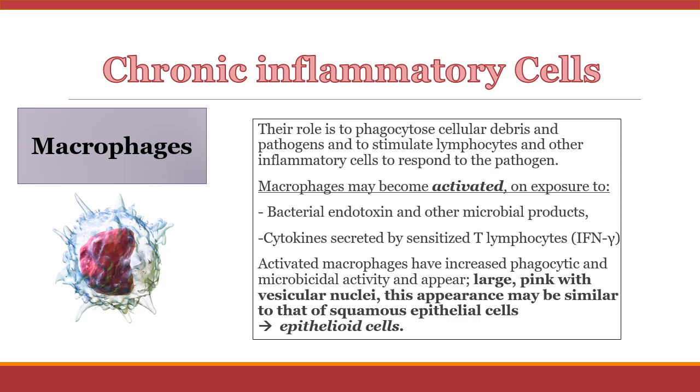This appearance will start to be a little bit similar to the epithelial cells, like the squamous epithelium cells. So when this macrophage starts to be activated, it will mimic the epithelial cell, with more cytoplasm and more pale nuclei. So they call this change epithelioid cell. Epithelioid means that the macrophage will try to look like an epithelial cell when it is active. Again, this is happening only in certain conditions, not in all cases of chronic inflammation.